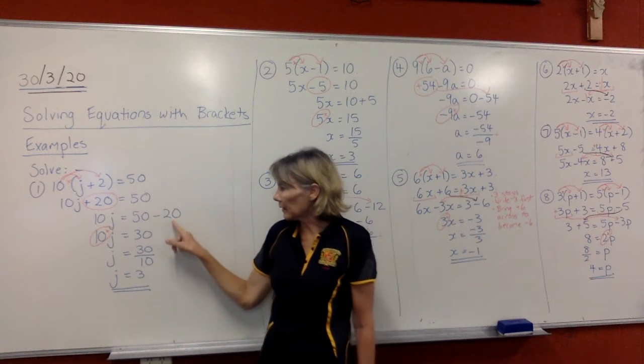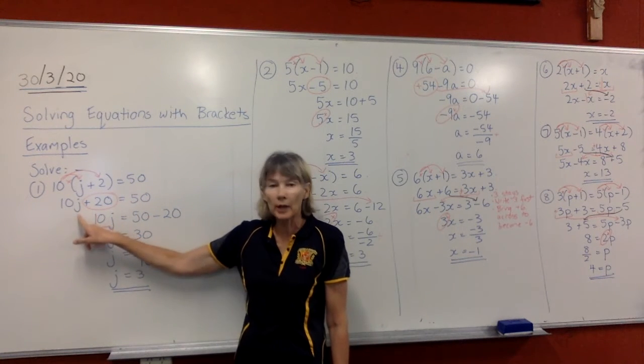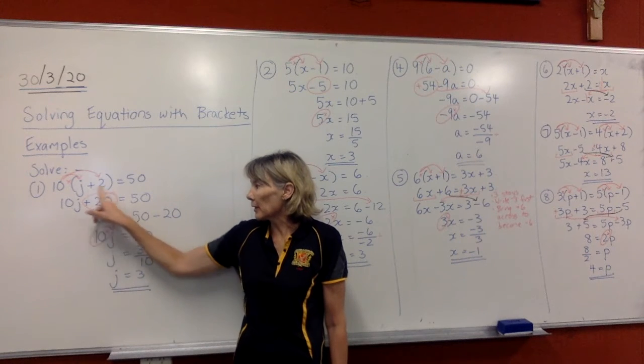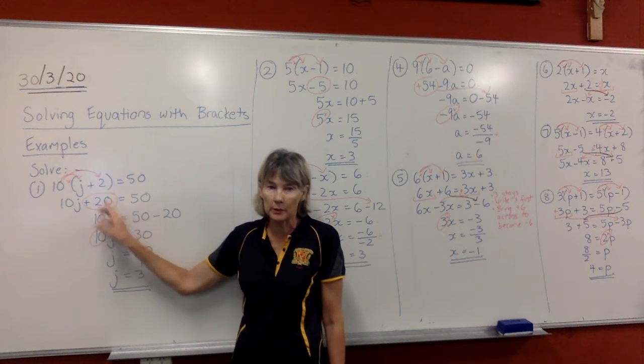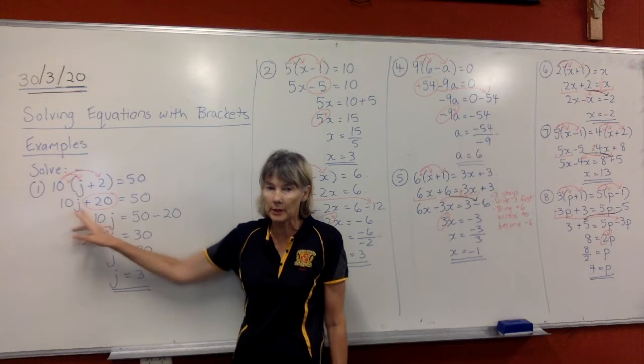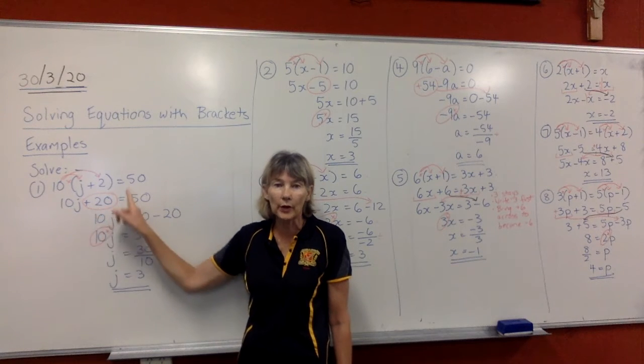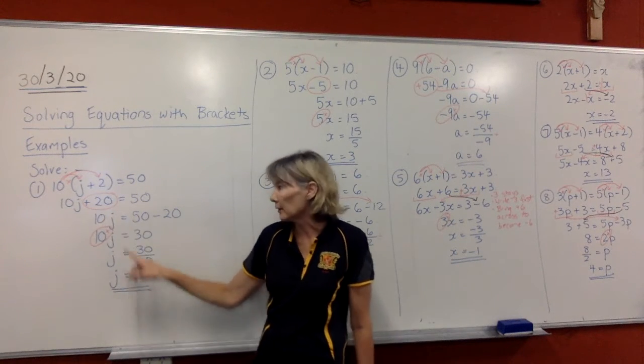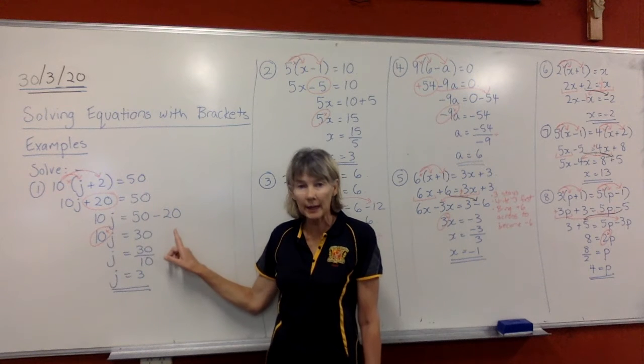Then in the next line down here, we're trying to get the j by itself eventually. So we're going to get rid of the plus 20 because that's not as close to the j as the 10 is. So this is the thing furthest removed, not your best friend. So we're going to move that over here.